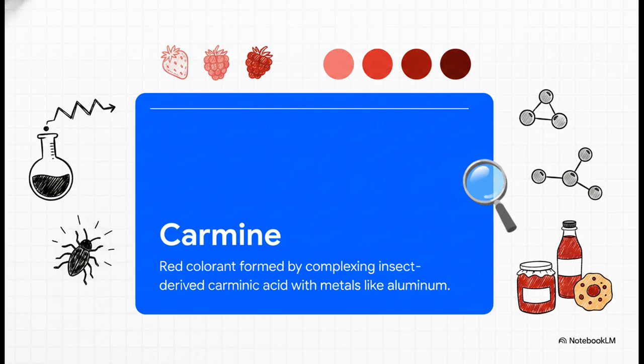On its own, at a neutral pH of 7, carminic acid actually has very little intrinsic color. To make it useful, we rely heavily on coordination chemistry. By complexing carminic acid with metals, most typically aluminum, we create carmine.